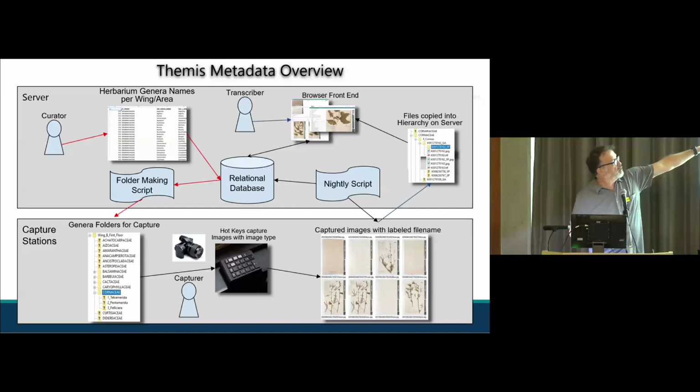We have a little script which makes a load of folders, which capturers download to their local machines for whatever area they're in. So wing B, first floor, these are the families, and inside there are the genera. Then our capturers capture per box, and we've got a keypad where they press different keys for different types of objects, the different folders that they capture. I'll just show that in a little bit more depth.